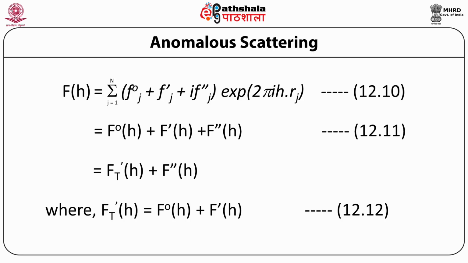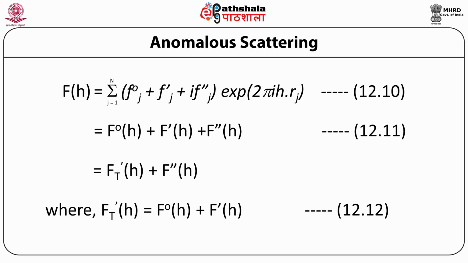This is equation 12.10. Now, when you take summation j equal to 1 to n of f j naught times e power 2 pi i h dot rj, this is called F naught of h. Then summation j equal to 1 to n of little f prime of j times e power 2 pi i h dot rj, this is known as capital F prime of h. Then summation j equal to 1 to n of i little f double prime of j e power 2 pi i h dot rj, that is known as F double prime of h. In F double prime of h, i is already included. So this is equation 12.11.